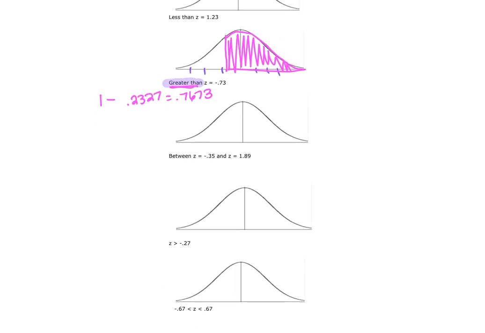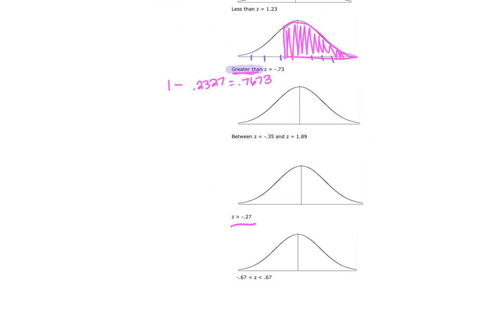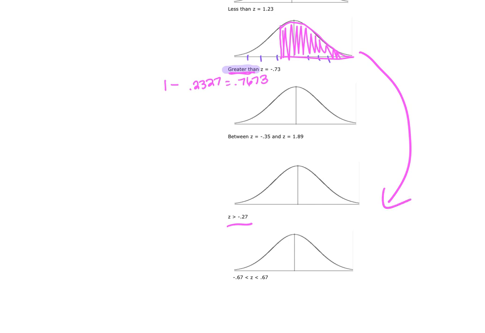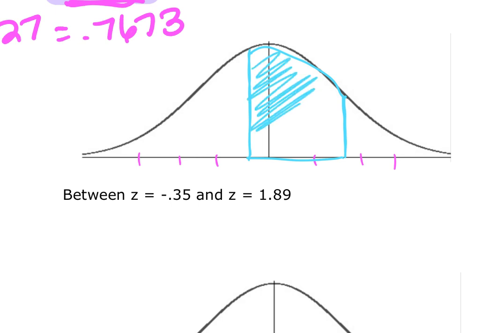Let's do a between. And then notice these are not written in words, it's just saying greater than negative 0.27. So you would do a similar process for this one as you would here. Let's do one that's between. I like this one better because it's different numbers. So let's draw our three little hash marks there. Negative 0.35 means we're about 1/3 of the way down there. And 1.89 means we're almost up to 2 standard deviations. So this is what we are shading.